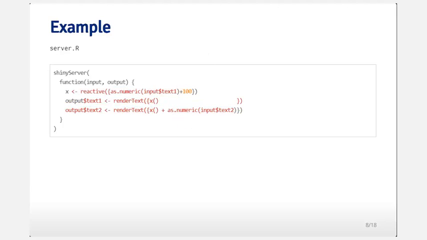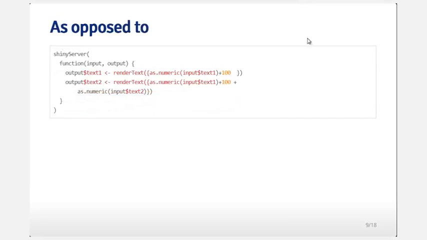Okay, so at any rate, you might have thought, oh well, what if I just put input$text1 plus 100 outside of this reactive statement, what would happen? Shiny would give you an error because you're trying to utilize reactive input outside of a reactive function or a render text function or something like that that is reactive. Okay, so it's a little bit unusual, and if you're used to R, it's a little hard to get used to.